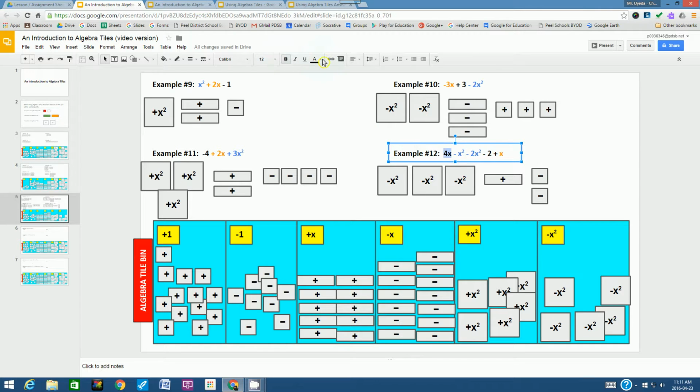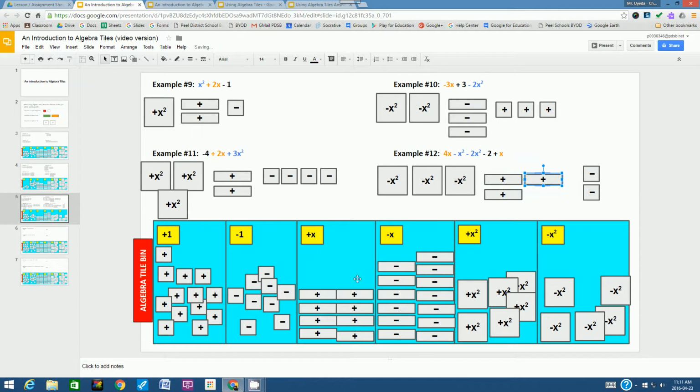I apologize. I totally did not see this positive 4x. So let me move my integers over because I'm going to need more room here. Okay. All right. So I need to bring over 4 more positive x's. And that's the most common mistake, is sometimes you forget a term. And I apologize for that mistake.